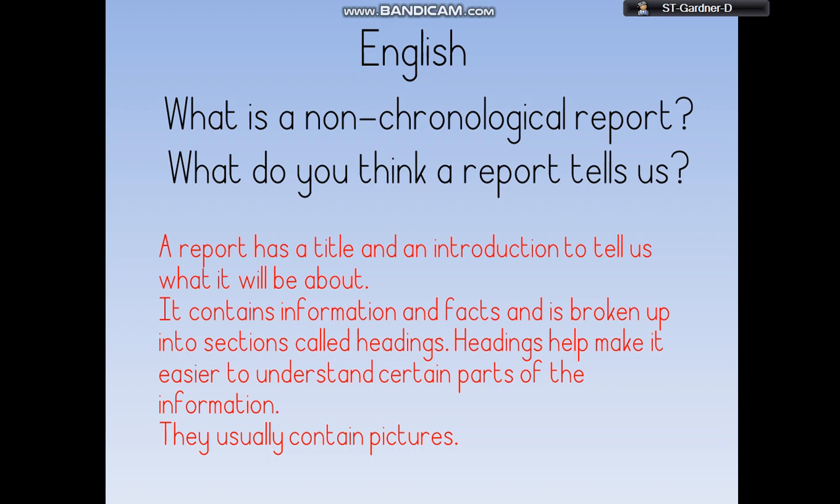Remember, a non-fiction book contains lots of information and facts and is broken up into sections called headings. Now these headings can help make it easier for us to understand certain parts of the information. So rather than it all jumbled up together, a heading will tell us specific parts of that information that we need to know. Okay? And to help us along the way, they usually contain pictures or photographs to help us with our understanding.